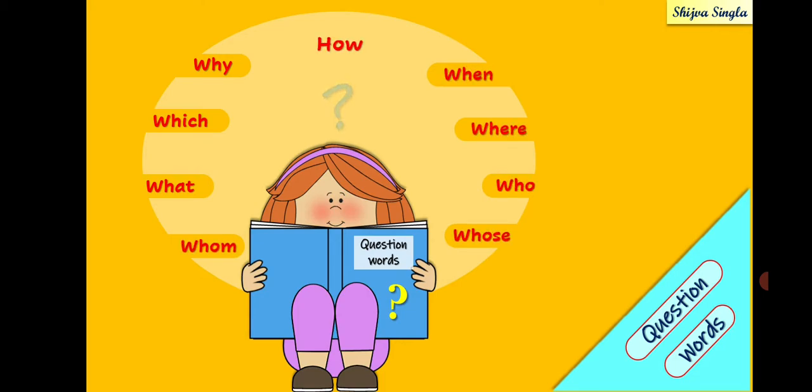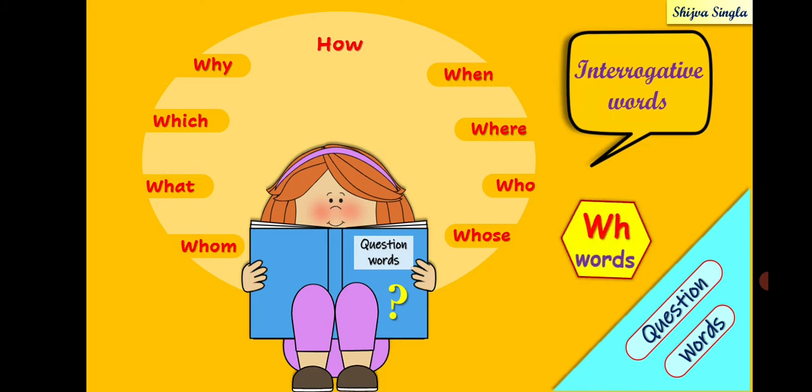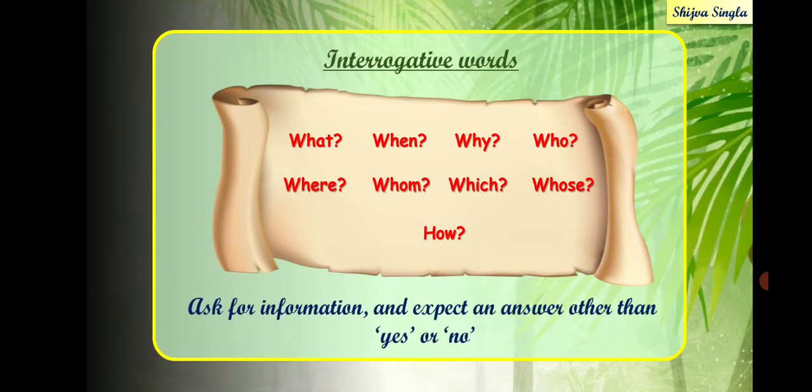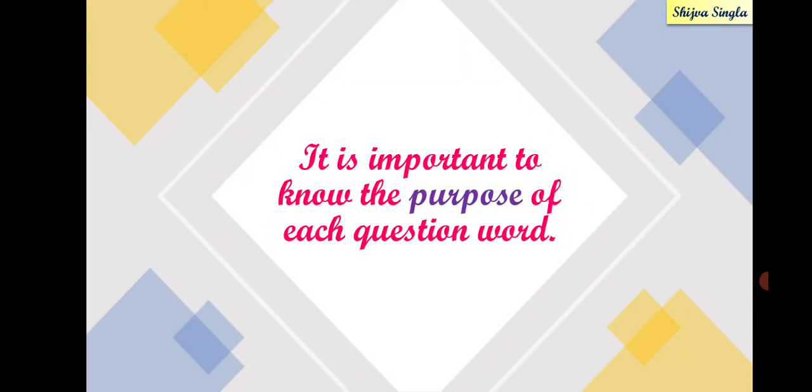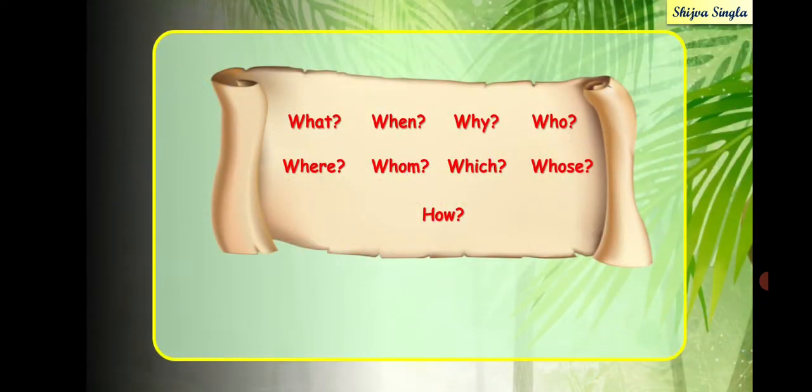These are sometimes called interrogative words or WH words as they begin with the letters W and H. How is also considered a part of the WH family. These words are used to ask for information and to expect an answer other than yes or no. It's important to know the purpose of each question word. Just read and remember all these question words.